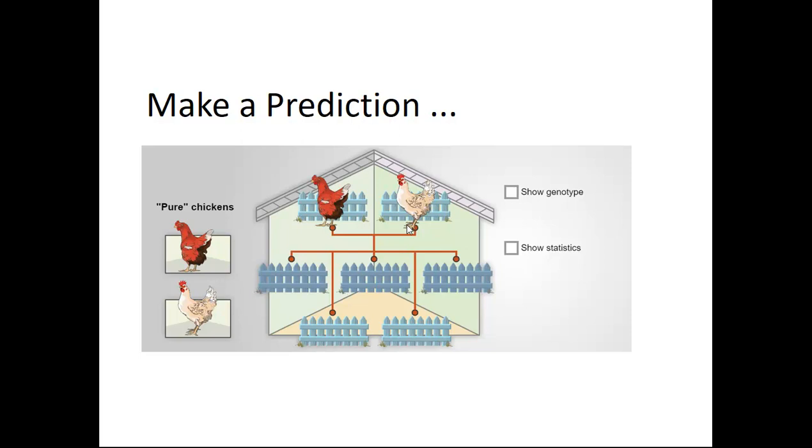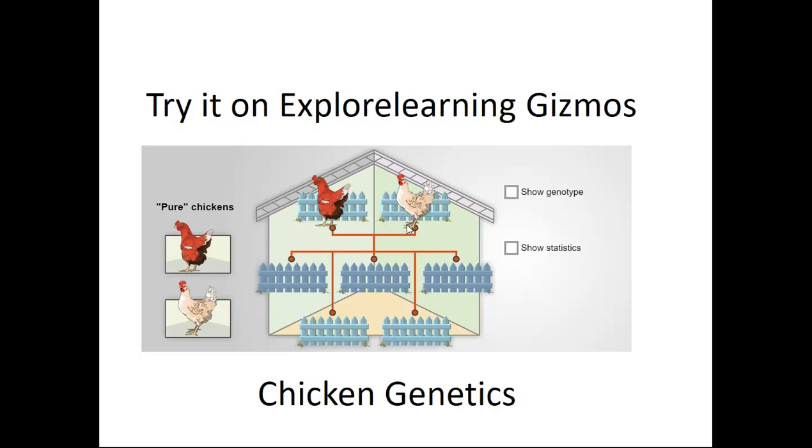Okay, so now that you've made that prediction, I want you actually to try this out on Explore Learning Gizmos. Do something called chicken genetics. Drag and cross these two chickens and see what you get. Again, pause this video and come back to me once you've tried it.